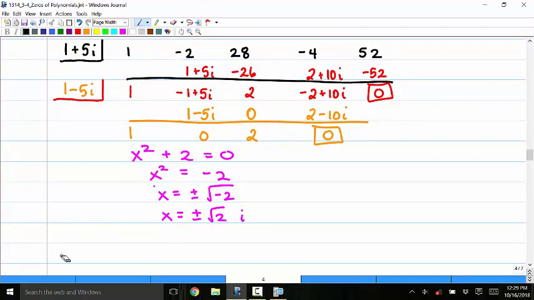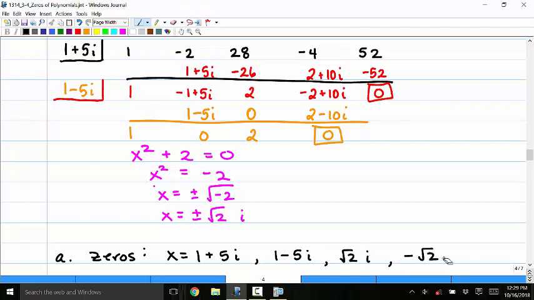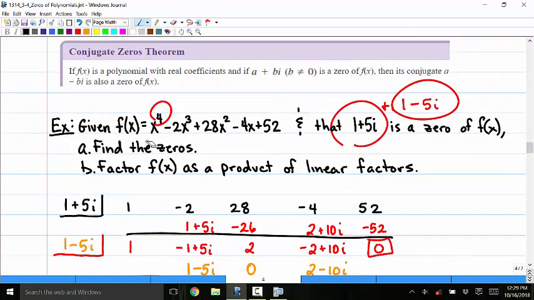What are they? So for part A, the zeros are x equals 1 plus 5i, 1 minus 5i, root 2i, and negative root 2i. All four of the zeros are complex. If I were to graph this polynomial, how many x-intercepts would I have? None. Yay!